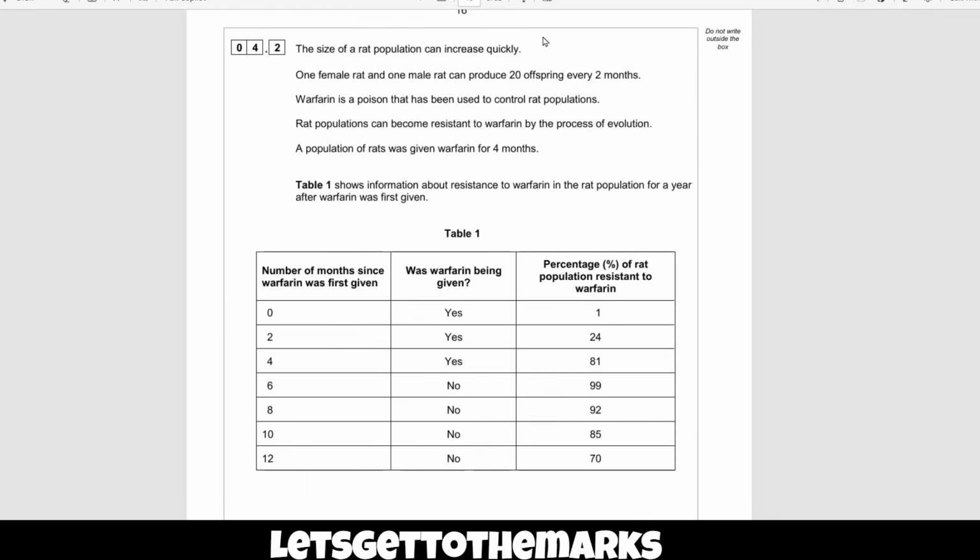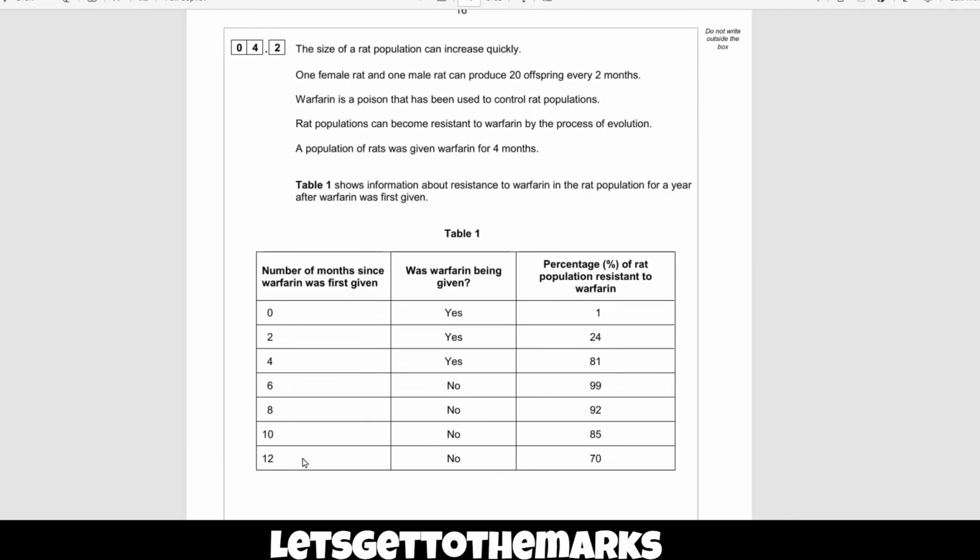Okay, the size of the rat population can increase quickly. One female rat and one male rat can produce 20 offspring every 2 months. Warfarin is a poison that's been used to control rat populations. Rat populations can become resistant to warfarin by the process of evolution. A population of rats was given warfarin for 4 months. Table 1 shows the information about the resistance to warfarin in the rat population for a year after the warfarin was first given. So, number of months since warfarin was given. Was warfarin being given? Yes. Percentage of the rat population resistant, 1%. Then after 4 months, 81% of the rats are resistant to warfarin.